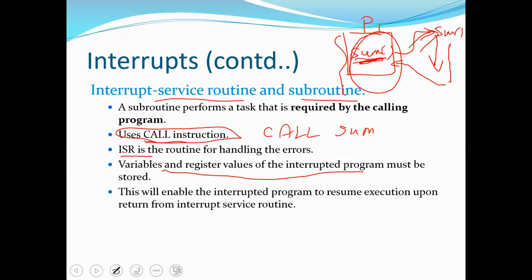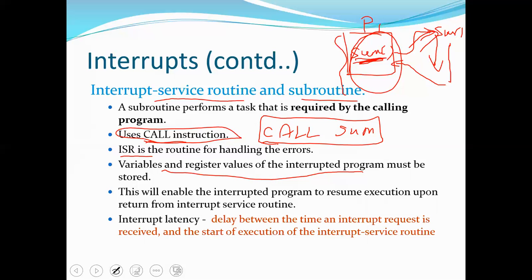Fine. So the main difference between a subroutine and an interrupt service routine is that in a normal subfunction call, the subfunction is called because the user needs that function to complete the execution of the process. Okay. What is interrupt latency?